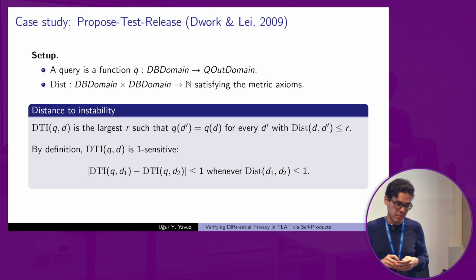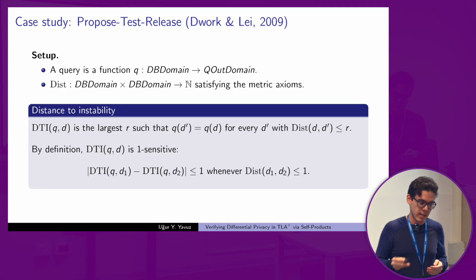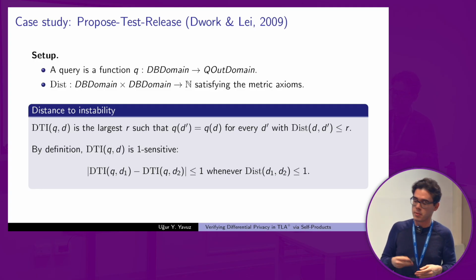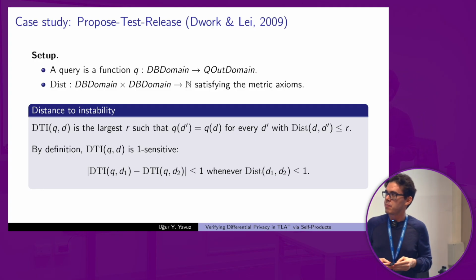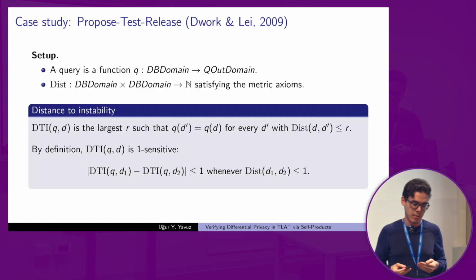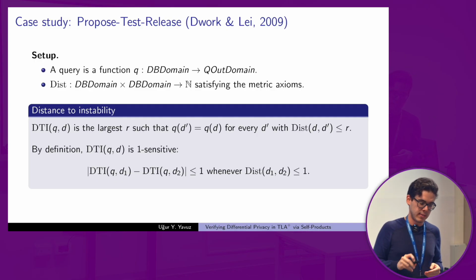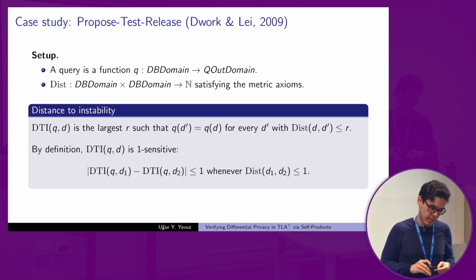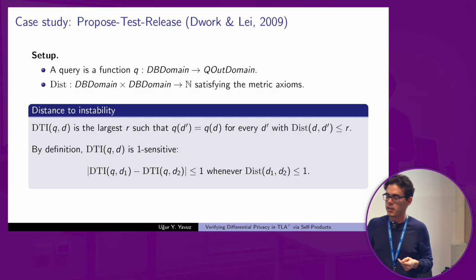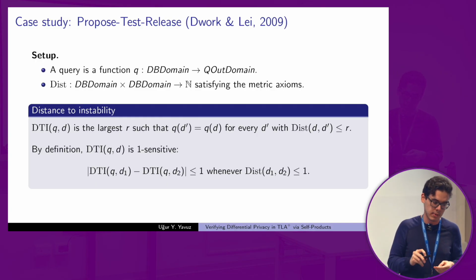Our second case study is the propose-test-release algorithm, or PTR, which is due to Dwork and Lei. The setup is the following. We have queries, which are functions from a database domain to some space of query outputs. And we assume a distance metric on the database domain, a function from pairs of databases to natural numbers that satisfy the standard metric axioms.